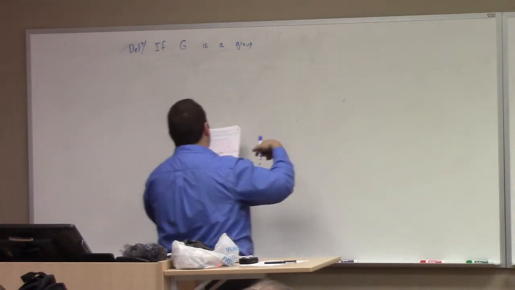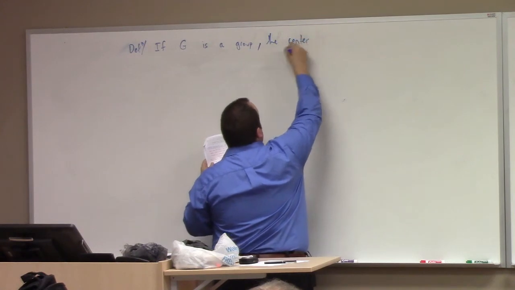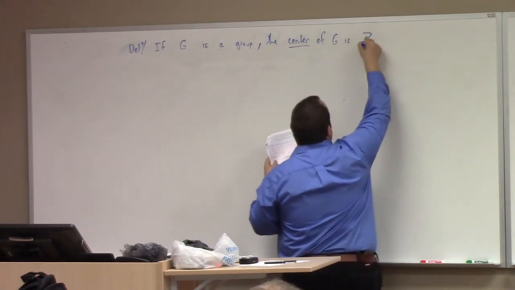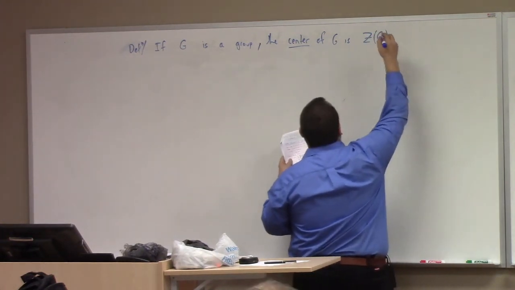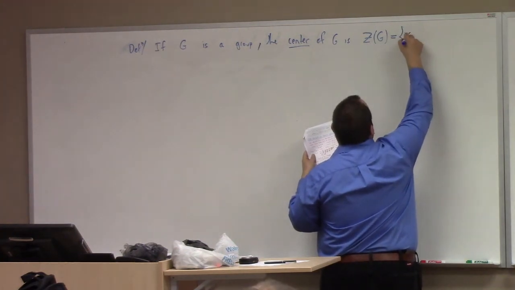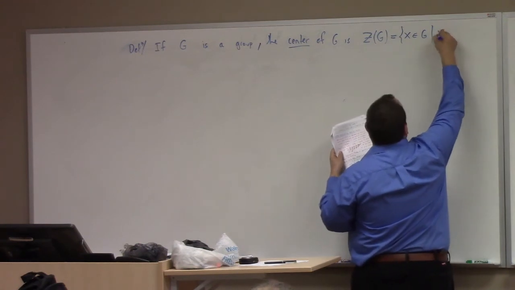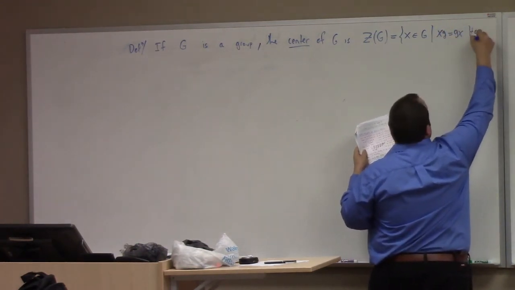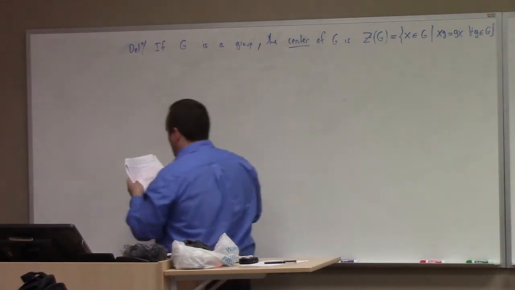If G is a group, then the center of G is Z, because German for center is like Zentrum or something. Z of G, which is, let's say, x in G, such that xg equals gx for all g in G. This is the center of a group.